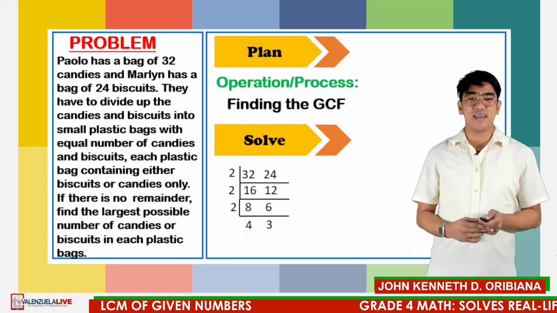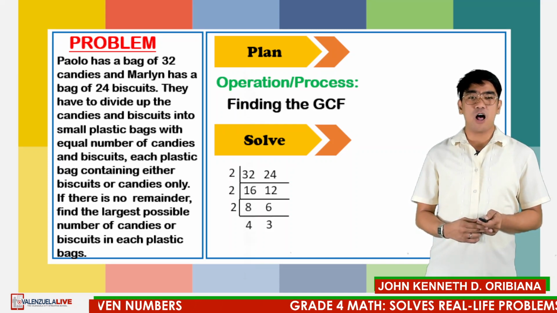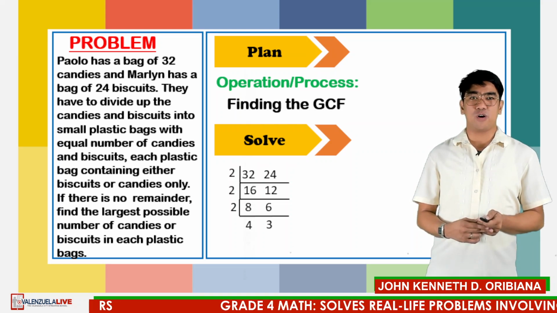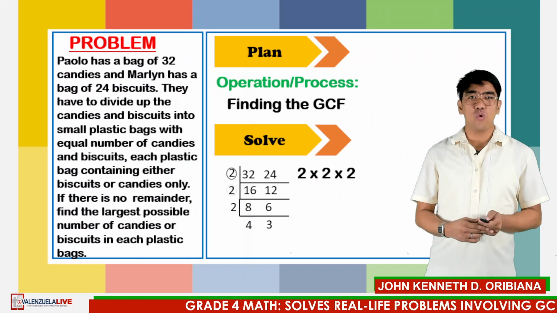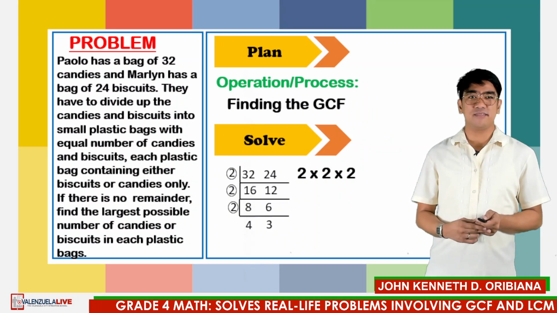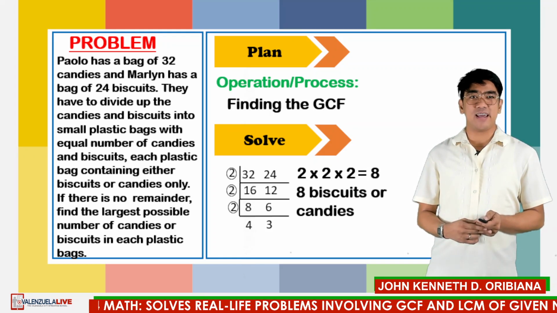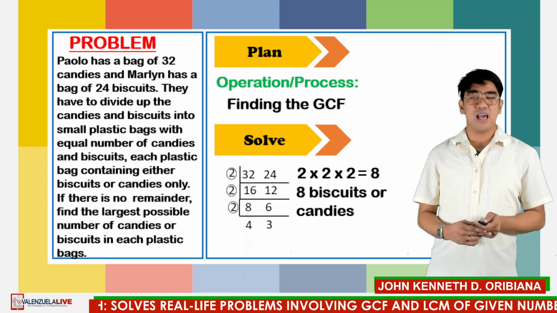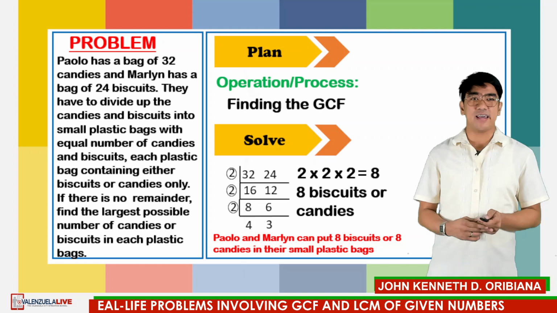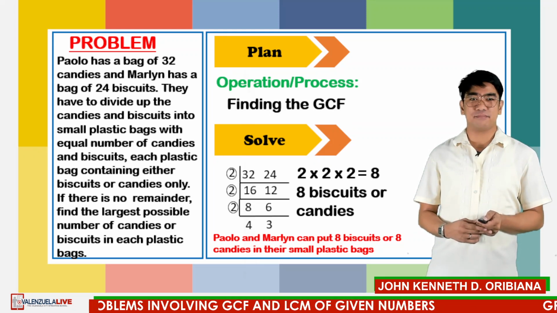Since 4 and 3 have already no common prime factor, we can now multiply all the common prime factors of 32 and 24, which are 2 times 2 times 2. And the product is 8, or 8 biscuits or 8 candies. Therefore, Paolo and Marlene can put 8 biscuits or 8 candies in their small plastic bags.